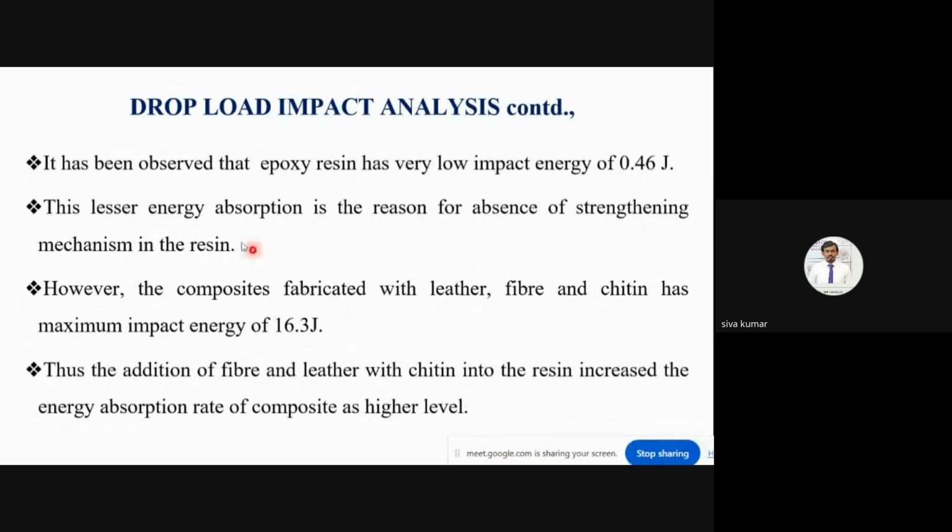And it was observed that epoxy resin has very low energy, nothing but 0.46. This lesser energy absorption is because of the absence of a strengthening mechanism in the resin. And the composite fabricated with leather and fiber chitin has a maximum impact of 16.3 joules. The addition of fiber and leather with the chitin into the resin increased the energy absorption rate.